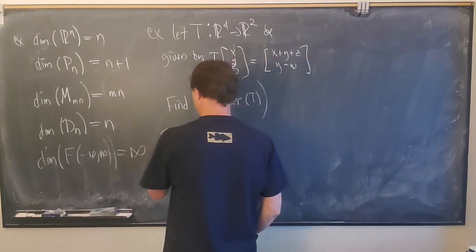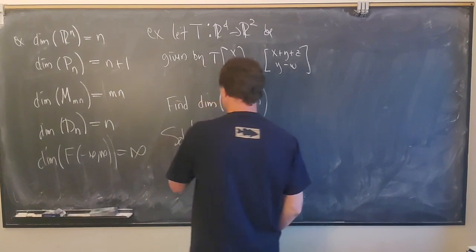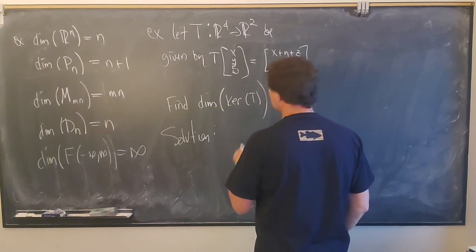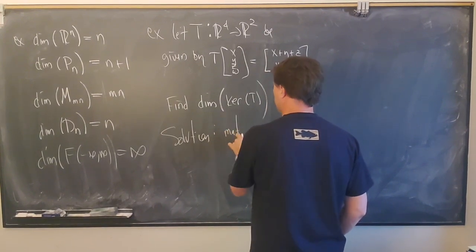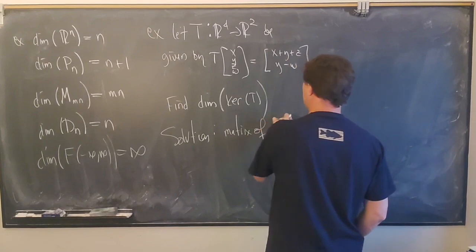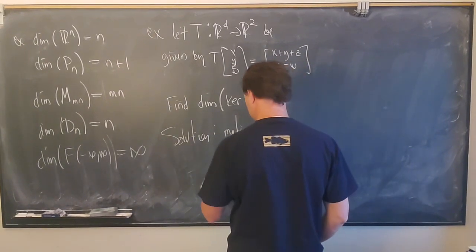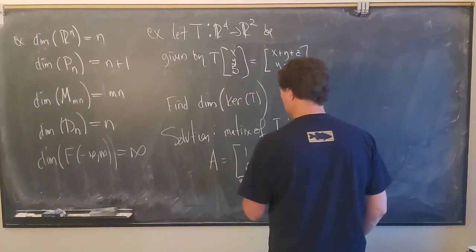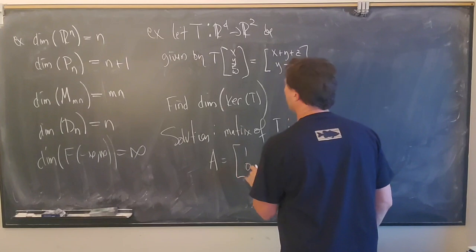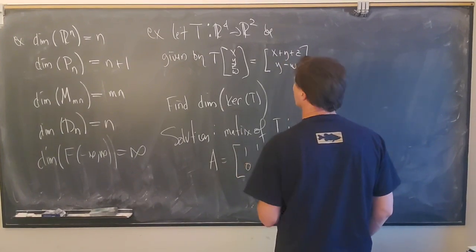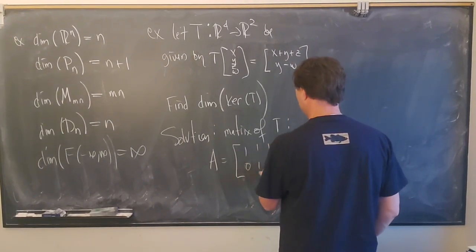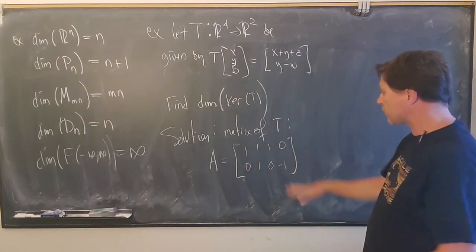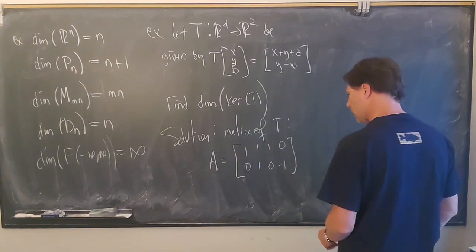All right, so now let's move on to the solution. The first thing I'd like to do, let's write down the matrix. So the matrix of T, let's call it capital A. It's going to be 1, 0 for the first column, 1, 1 for the next column, 1, 0, and 0, minus 1. Okay, so here's the matrix of T.